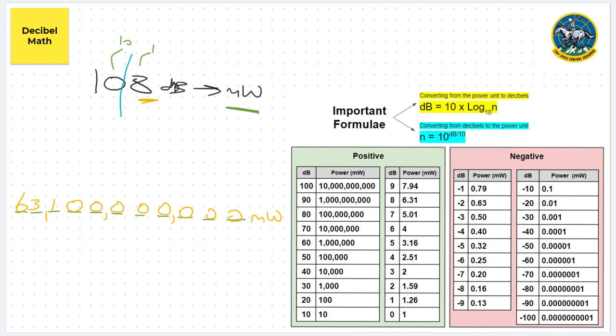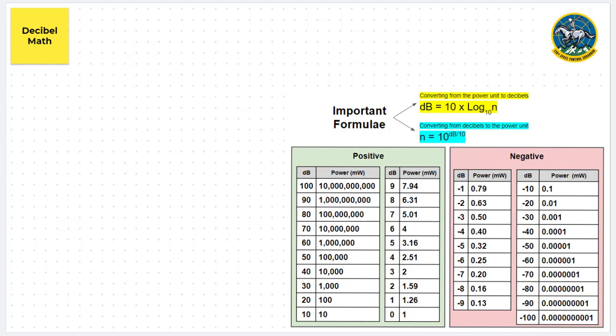Let's go ahead and move on and try to convert from milliwatts back into decibels. So let's try that now. All right, let's do 10,000 milliwatts, and let's convert this into dB. The first thing I'm going to do is split my number again, but this time I'm going to split it at the very front.